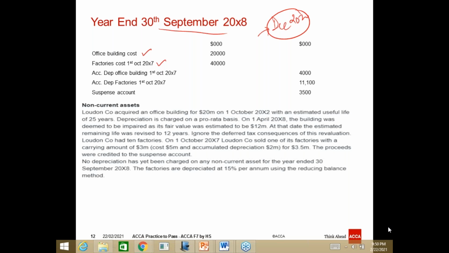So if you are able to attempt this one, then definitely you will be in a position to solve the question in the examination. So I want you to solve this; I'm giving you just 2 minutes.